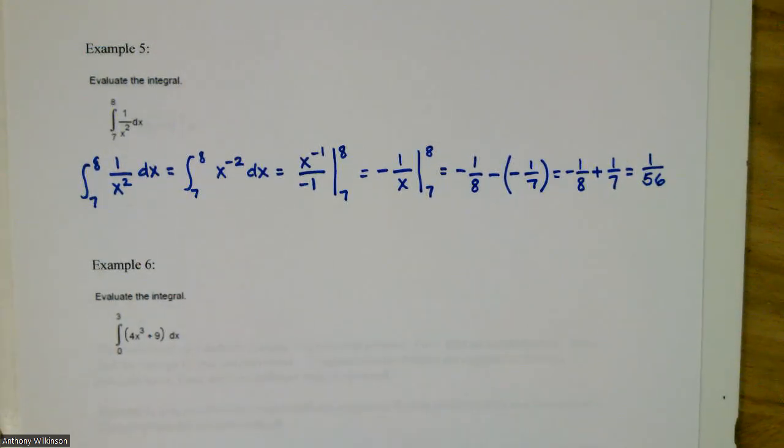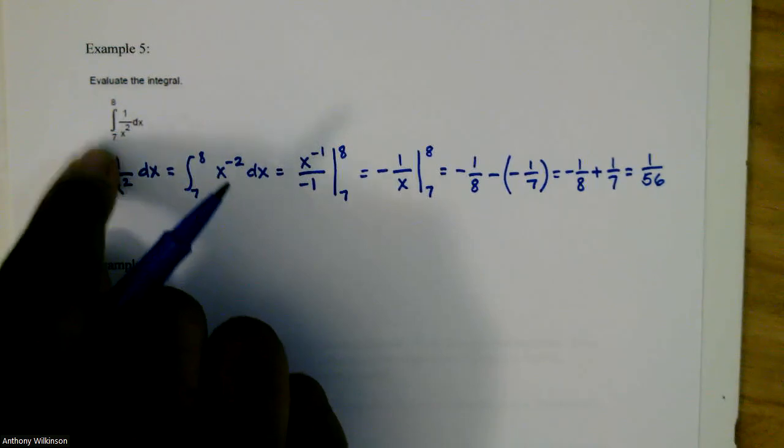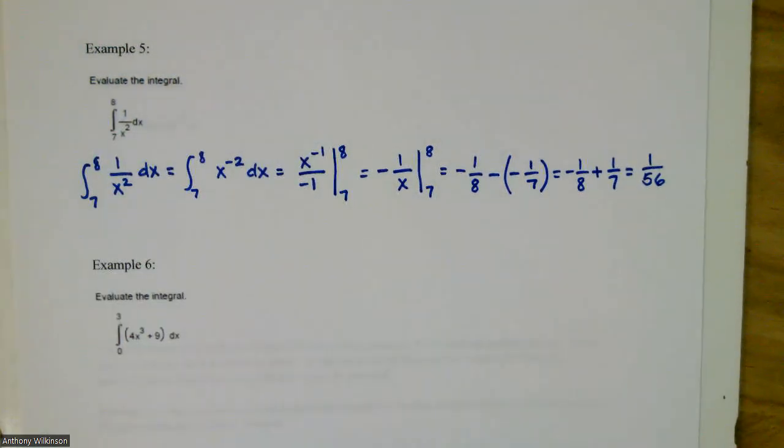So the integral from 7 to 8 of 1 over x squared dx will be 1 over 56. And that 1 over 56 represents the area of this function f of x between 7 and 8.